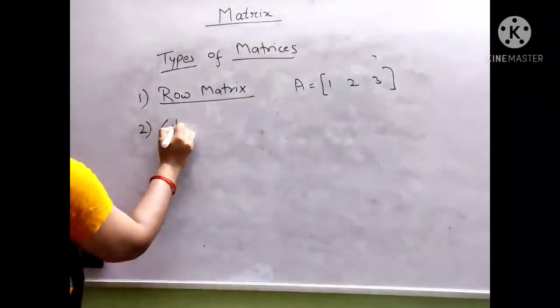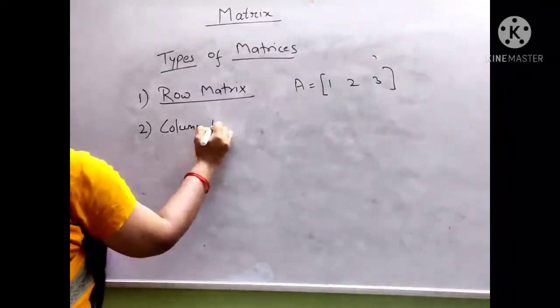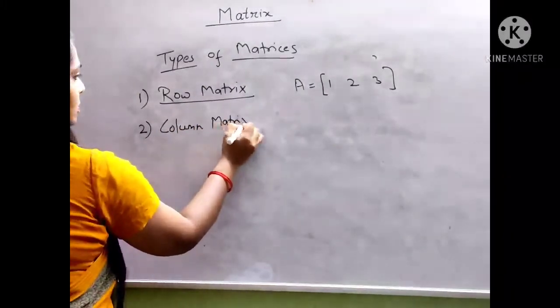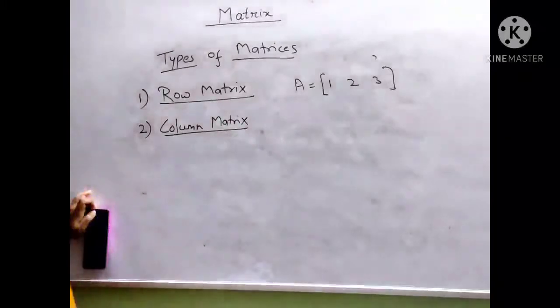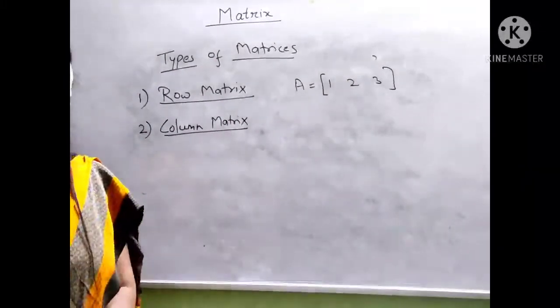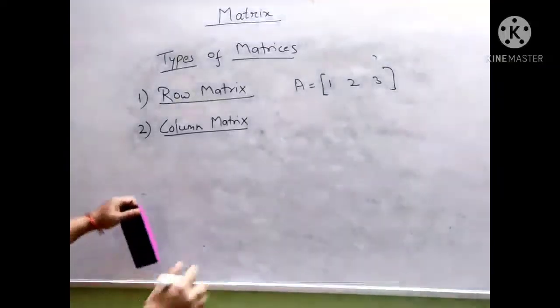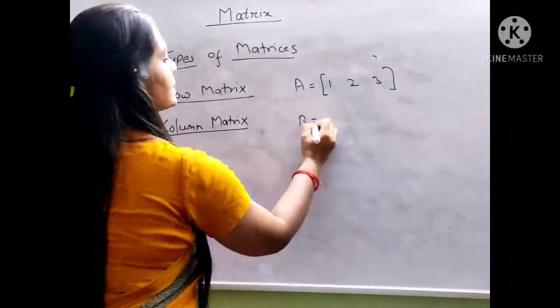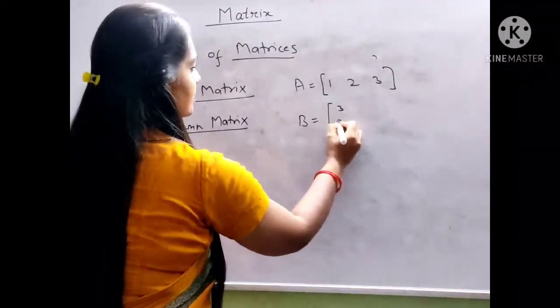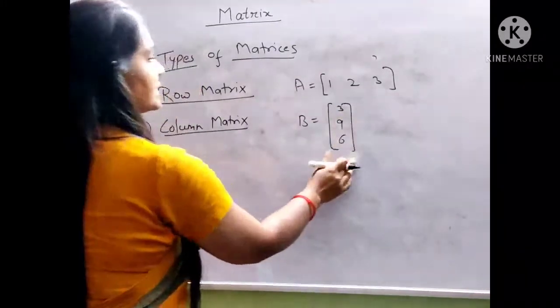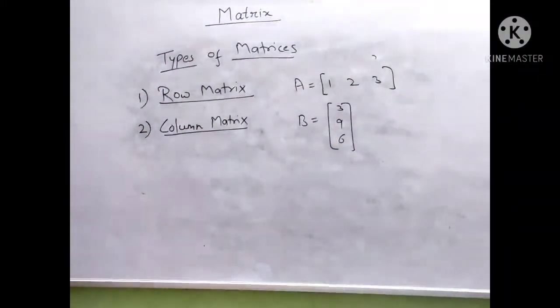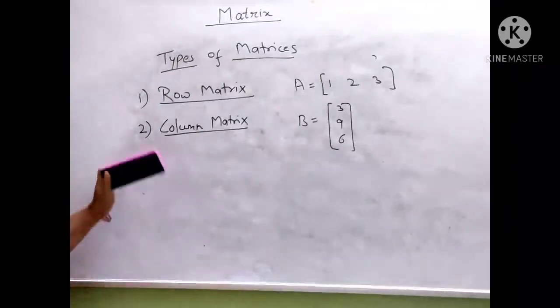Second one is column matrix. A matrix is said to be a column matrix if it has only one column. So we know a column is a vertical line. So this is an example of a column matrix.